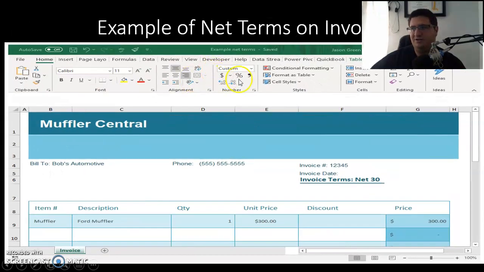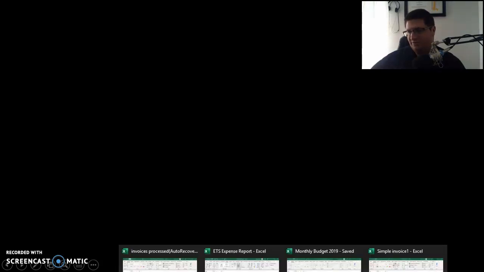Here's an example of net terms on an invoice. I underlined it here, invoice term net 30. You'll usually see this: you got the item, the description, how much it is, and they'll put net 30. They'll put net 60, net 45, whatever the net terms are. And that's it for the slideshow. There's one more thing I wanted to show you. Let me see if I can pull it up here.